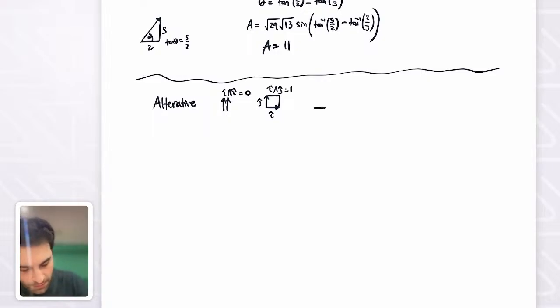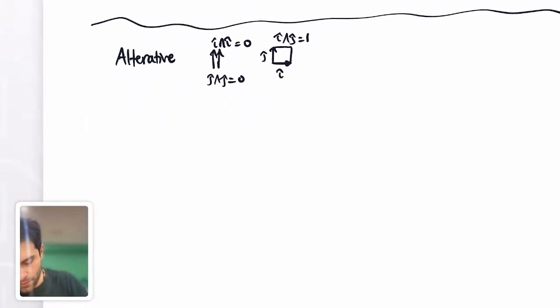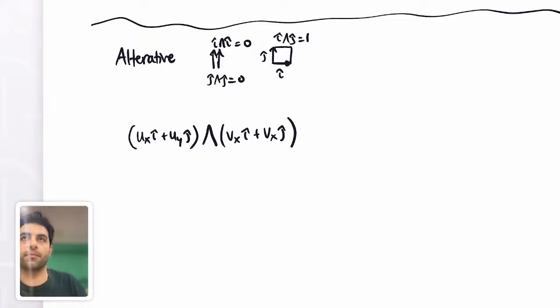And then if you did j wedge j, that's also going to be 0, right? Everyone's on the same page there? So one thing you could do, if you wanted to, is write uxi plus uyj, wedge vxi plus vyj. Are you all cool with that?